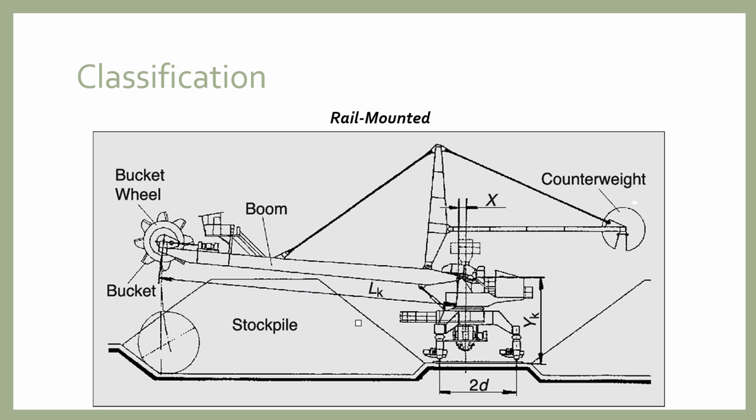excavator. So these are the buckets, which are fitted on the periphery of the wheel, and the wheel is fitted at the end point of the boom. So this one is the boom. The boom is connected with this controller, and here the counterweights are provided to maintain the stability of this rail mounted excavator.